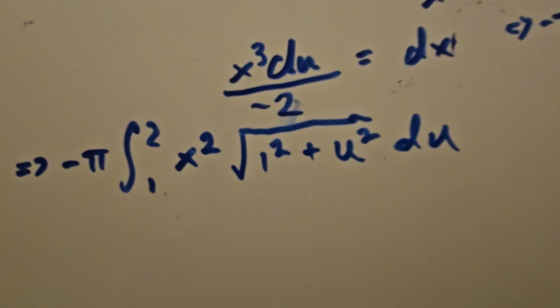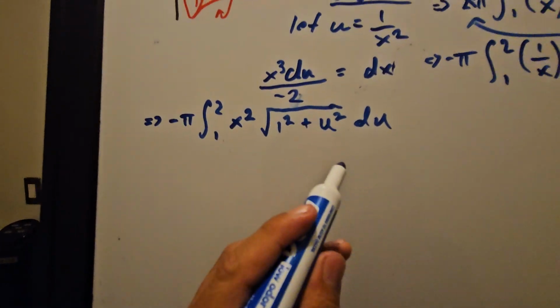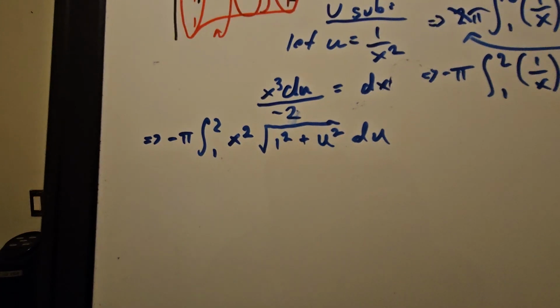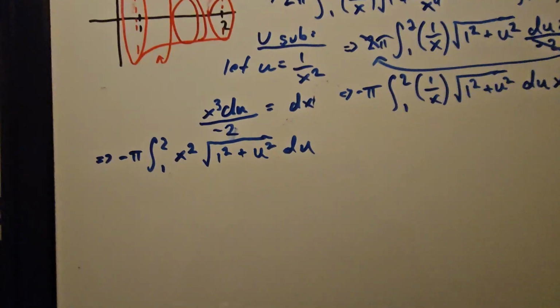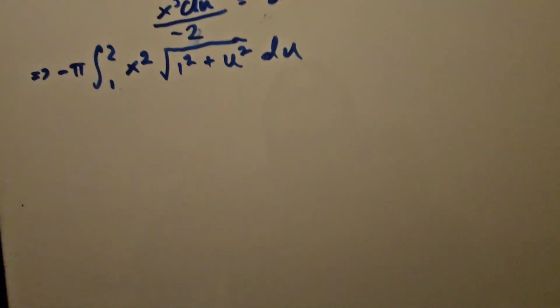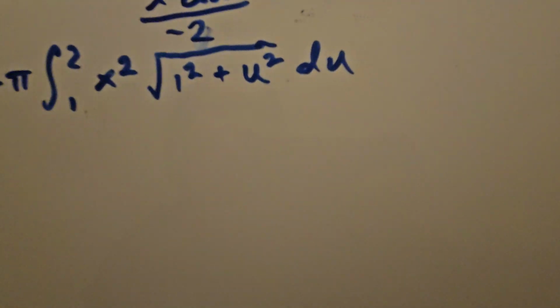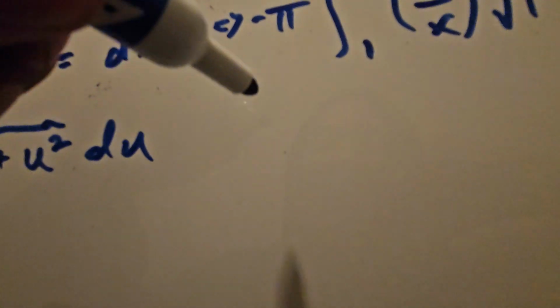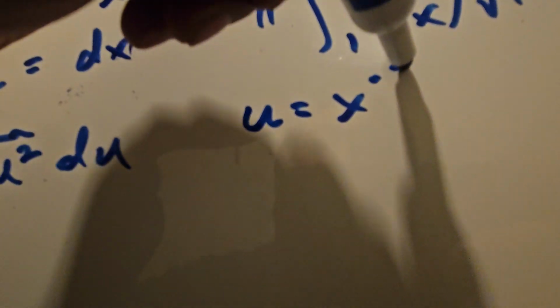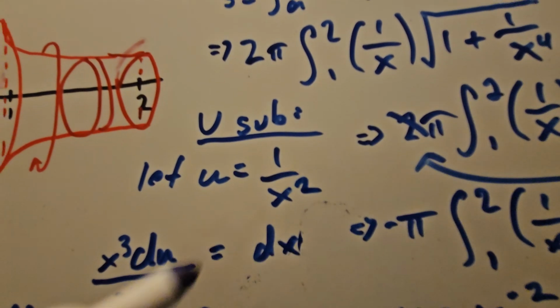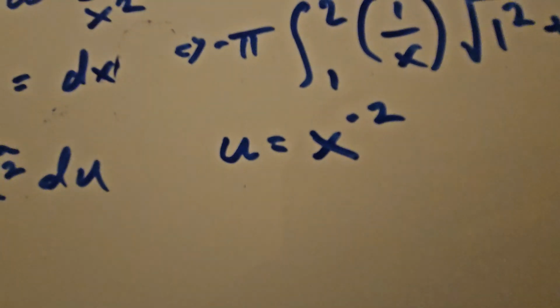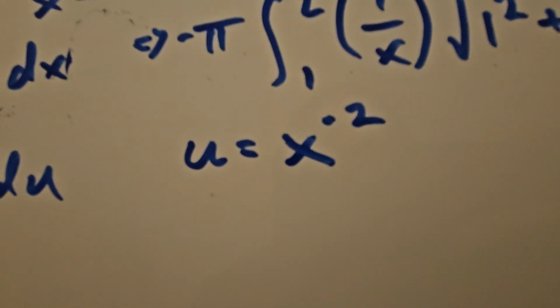Look at that. But there's a problem. We have a u here and we have an x squared there. We do not want this in terms of x. We want it in terms of u. So let's turn this into a u. Recall that u is equal to x raised to the negative second power, right? Where did we say that? We basically just said it here. So that's what u is equal to.